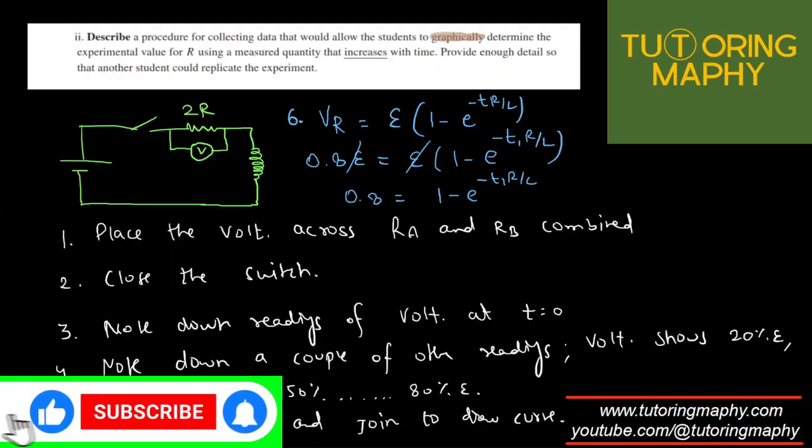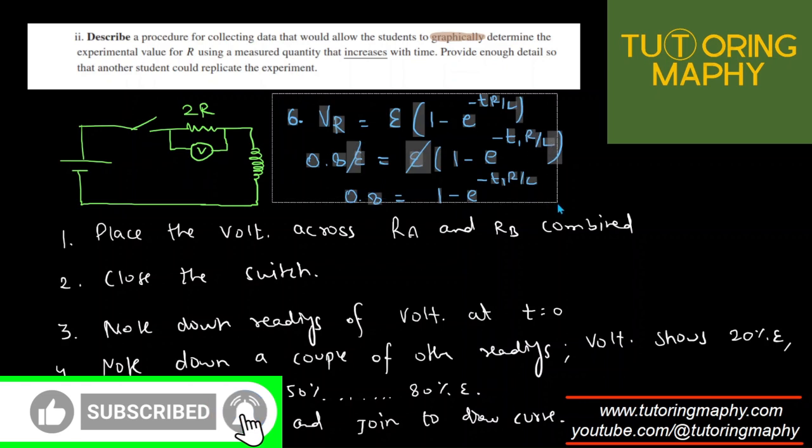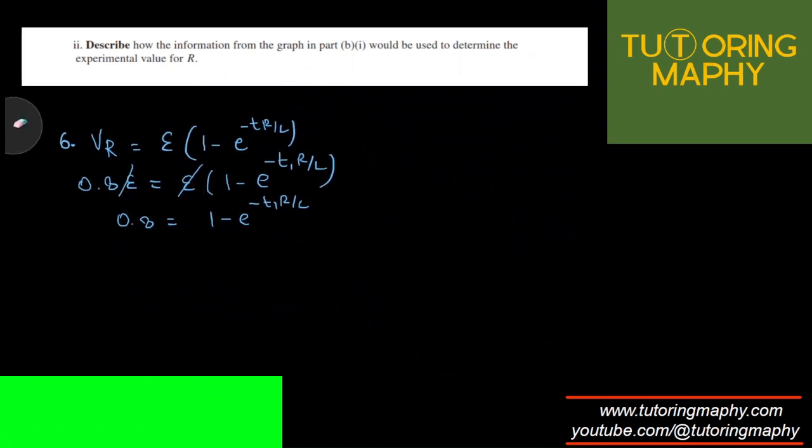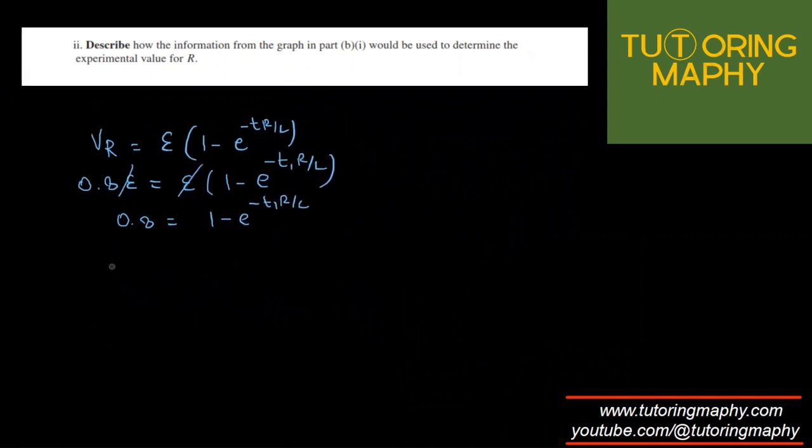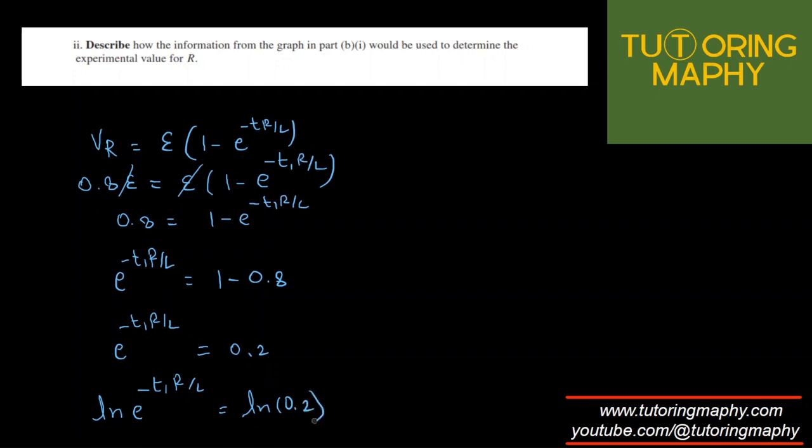Okay, and finally describe how the information from the graph in B1 would be used to determine R. Now they want us to take this situation further and find the value of R. So we can do that. We are at this point. So now rearrange this. So e raised to minus T1 R over L comes on the left side, and this becomes 1 minus 0.8. So e raised to minus T1 R over L is 0.2. Take natural log on both sides. So natural log of e raised to minus T1 R over L is equal to natural log of 0.2.